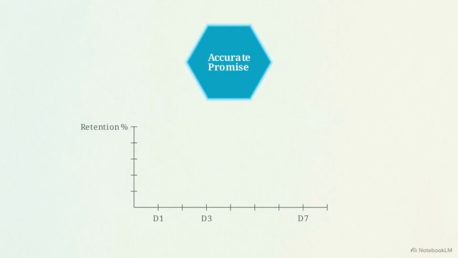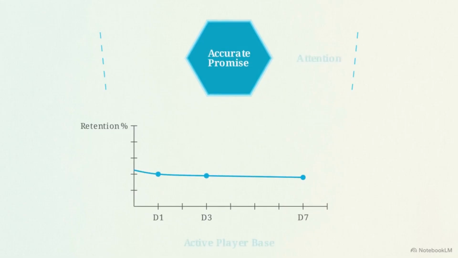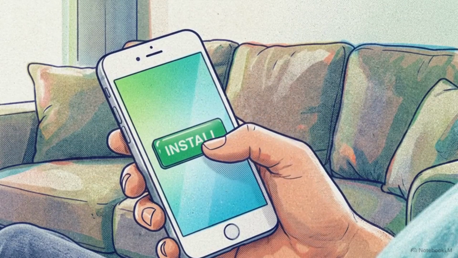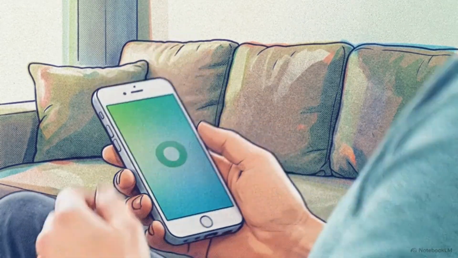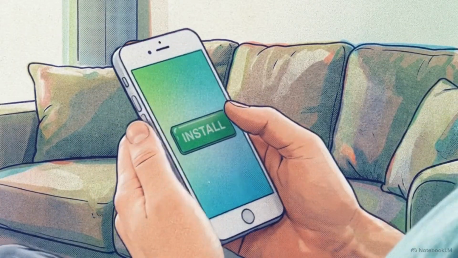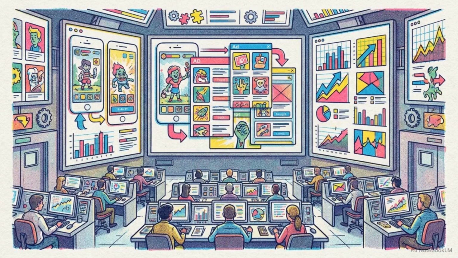By ensuring the marketing promise is accurate, player retention remains steady. The studio secures attention at the top of the funnel while maintaining an active player base at the bottom. Aligning the marketing hook with actual game mechanics is a critical requirement for converting a fleeting click into a loyal player. The modern user acquisition team has shifted its focus.